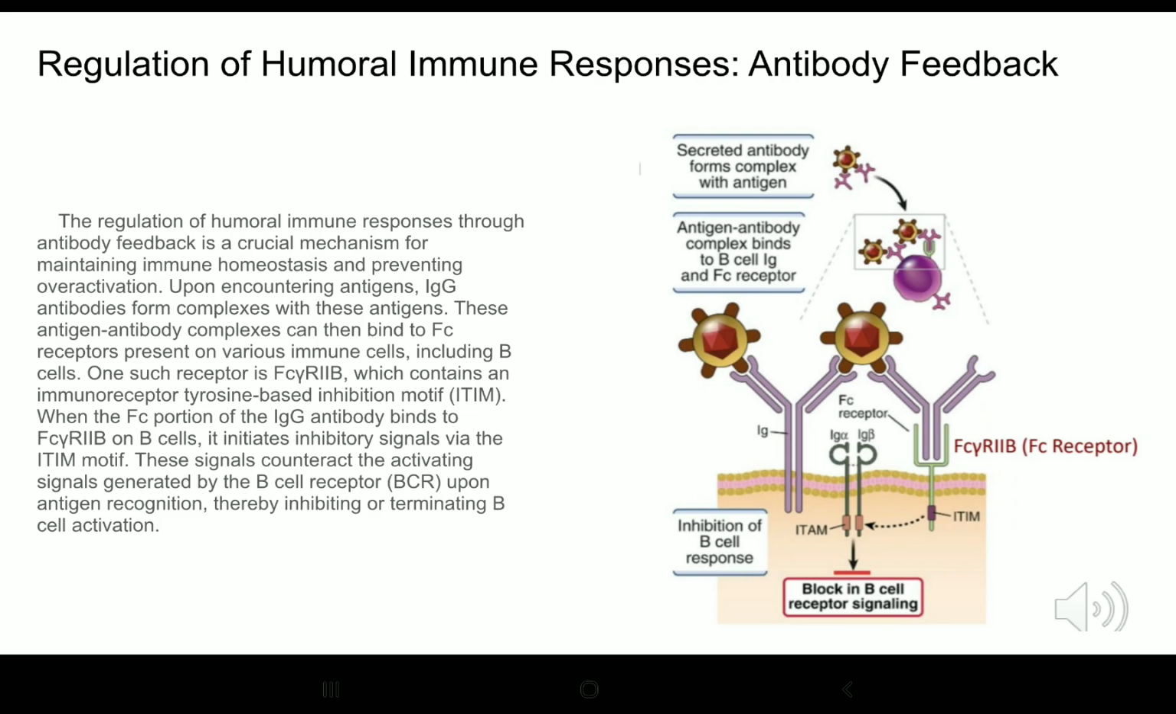When the Fc portion of the IgG antibody binds to the FcγRIIB on B cells, it initiates inhibitory signals via the ITIM motif. These signals counteract the activating signals generated by the B cell receptors upon antigen recognition, thereby inhibiting or terminating B cell activation.